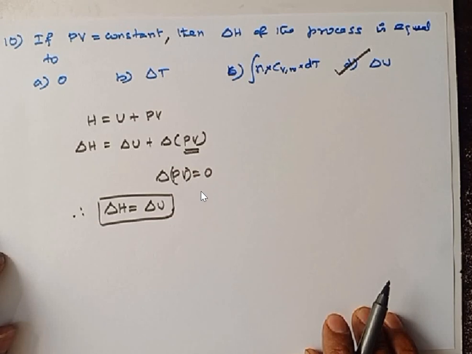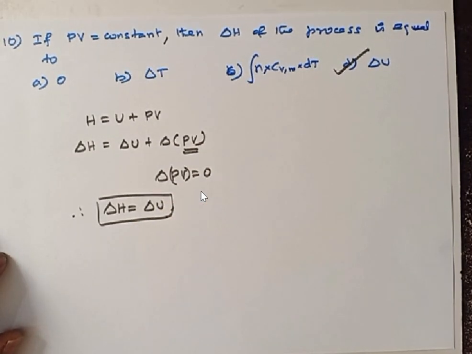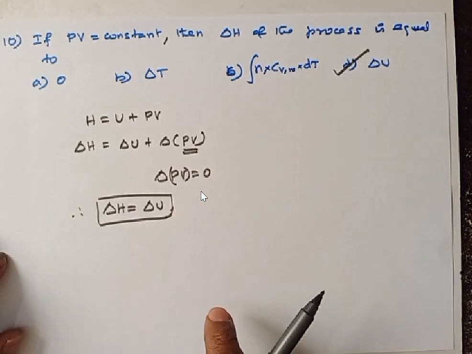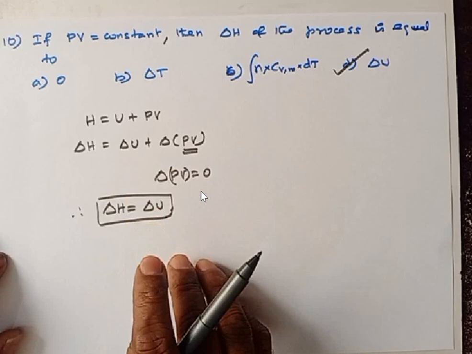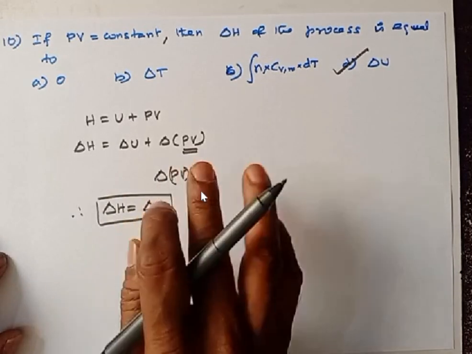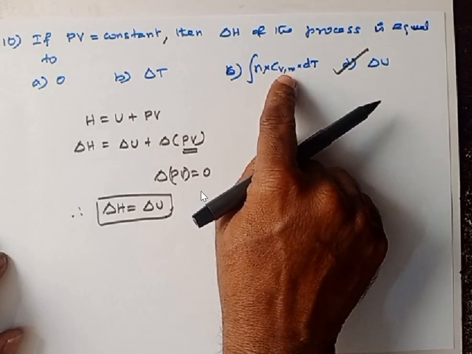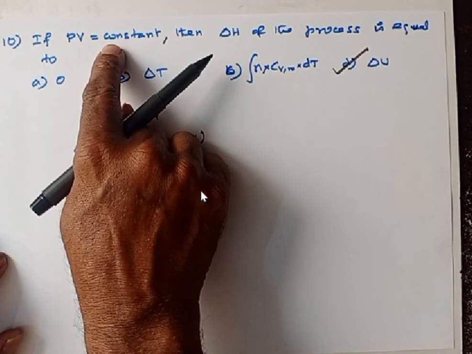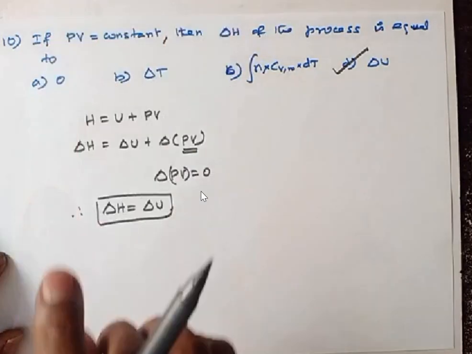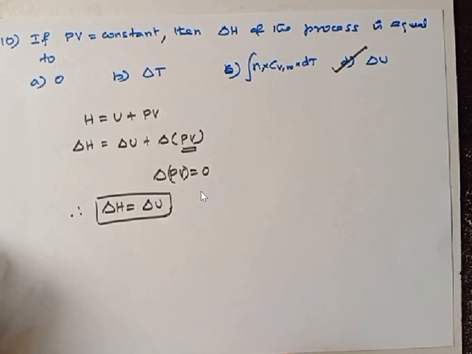Here we did not mention whether volume is constant or not. Suppose volume is also constant, then delta U is equal to nCv dT. This is also correct. But in the question, volume is not constant, P into V is constant. So keep that in mind. Therefore, for this question, the correct option is D.